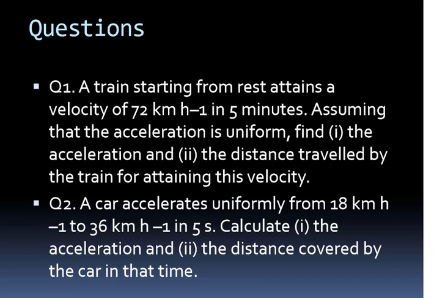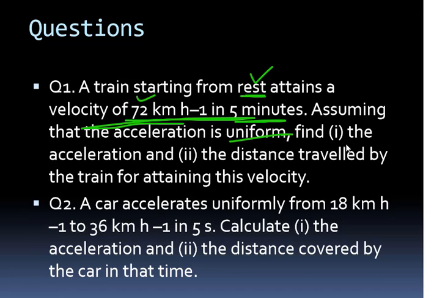Okay, so here the first question is, a train starting from rest attains a velocity of 72 km per hour in 5 minutes. Initially, the train is at rest position. It attains a velocity of 72 km per hour, this is the final velocity, in 5 minutes, this is the time. Initial velocity rest, that is 0. Final velocity 72 km per hour. Time is 5 minutes. Assuming that the acceleration is uniform.